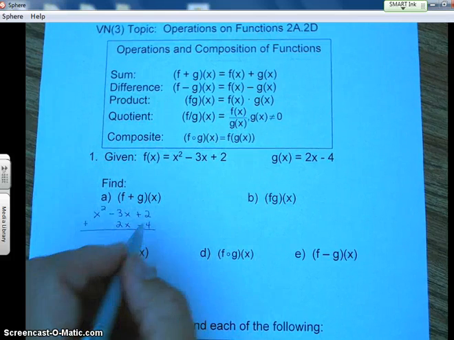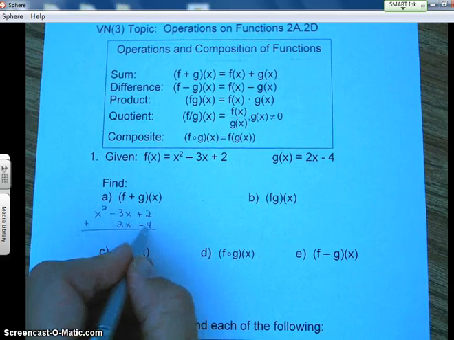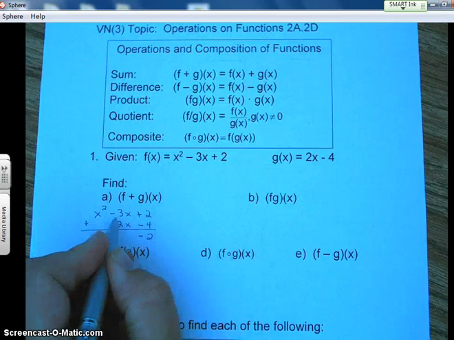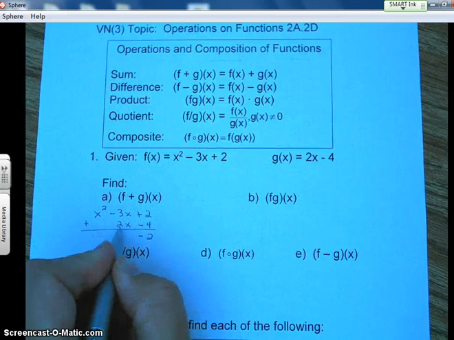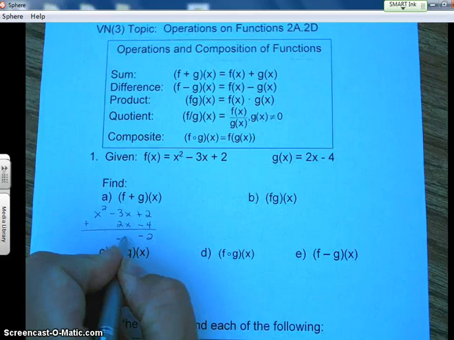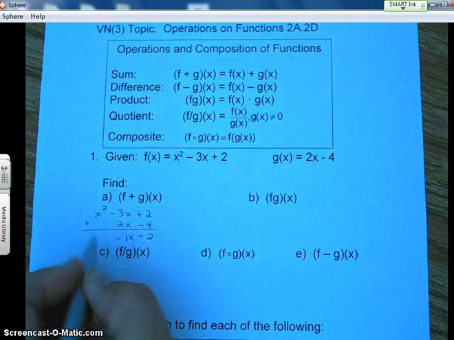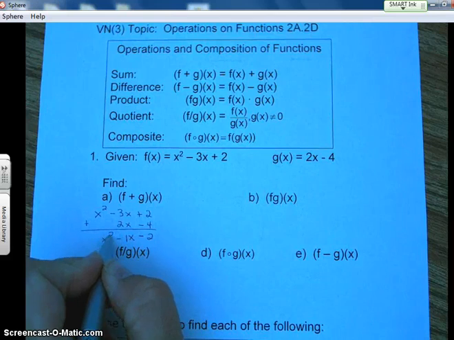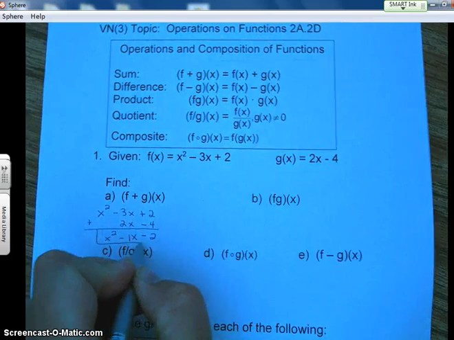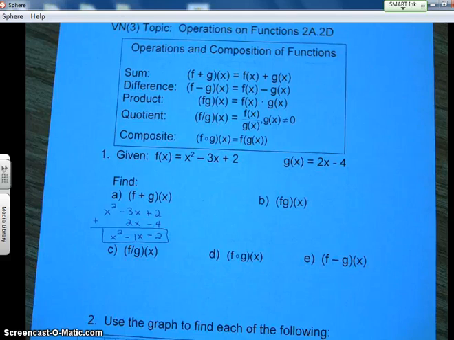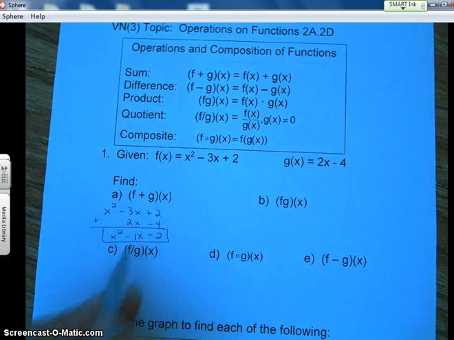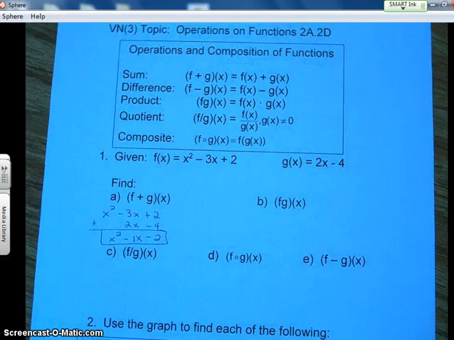So adding them, 2 plus negative 4, negative 3 plus 2. And there's nothing to add to x squared, so that just comes straight down. And there is function f plus function g. The answer, if you will.